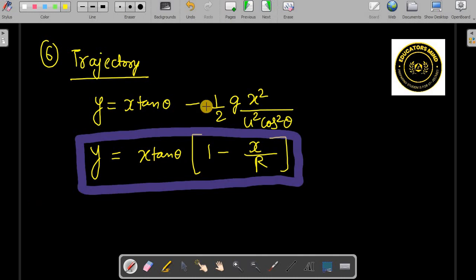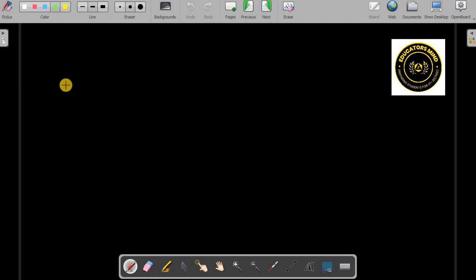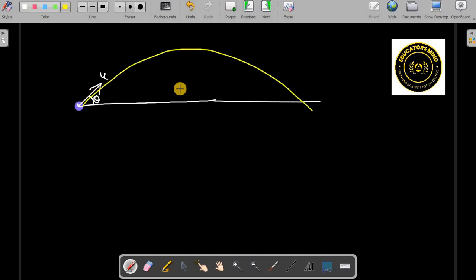Then let us see some case studies in this. One case study in oblique projectile motion will be like this: suppose a body is projected with a speed u at an angle of theta with the horizontal. Now this body will be going like this, projectile motion. Now they can ask you that at some point of time, this body will make a different angle.